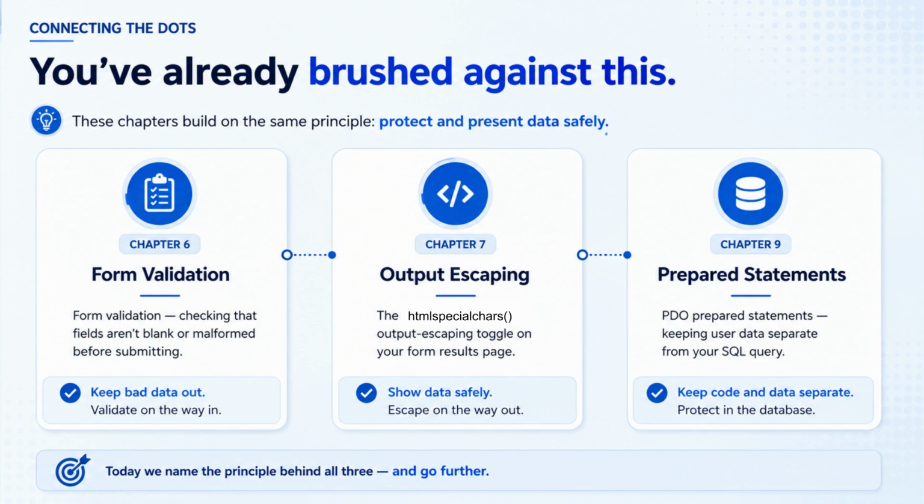Chapter 7's htmlspecialchars toggle safely printed a value without students knowing the full security reasoning at the time. Chapter 9's PDO prepared statements kept user data separate from the SQL query string. Land the framing clearly. Today those 3 threads get a name, get explained properly, and get extended further than before.